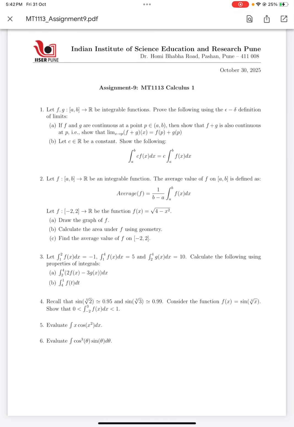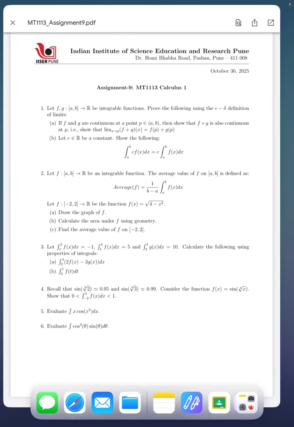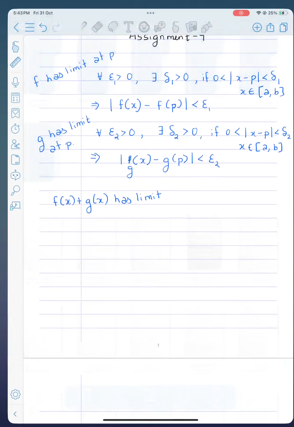Hi, in this video I'm going to discuss assignment number 9. Let's start with question number 1. In question number 1 we are given f and g, both are continuous at a point P. And we want to show that f plus g is also continuous at P. So let's see.